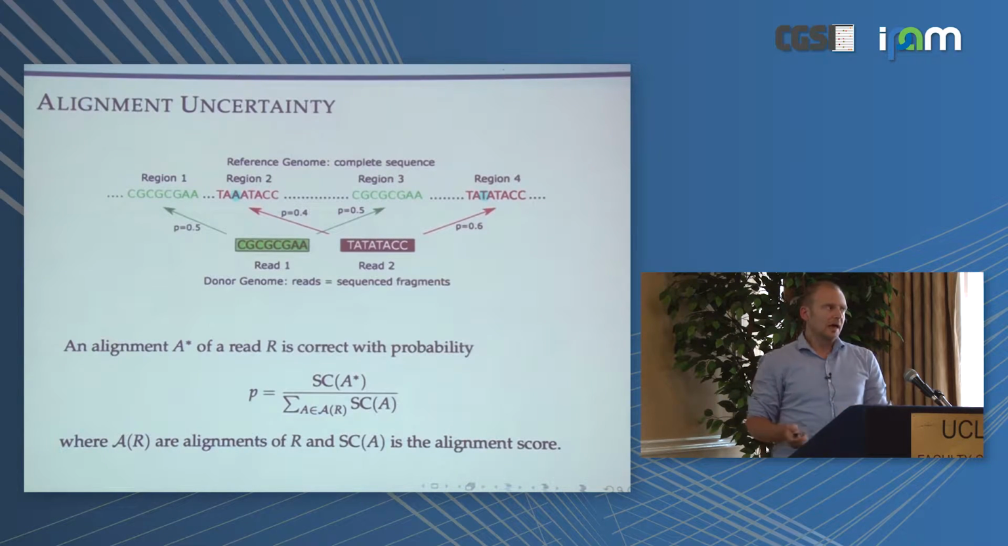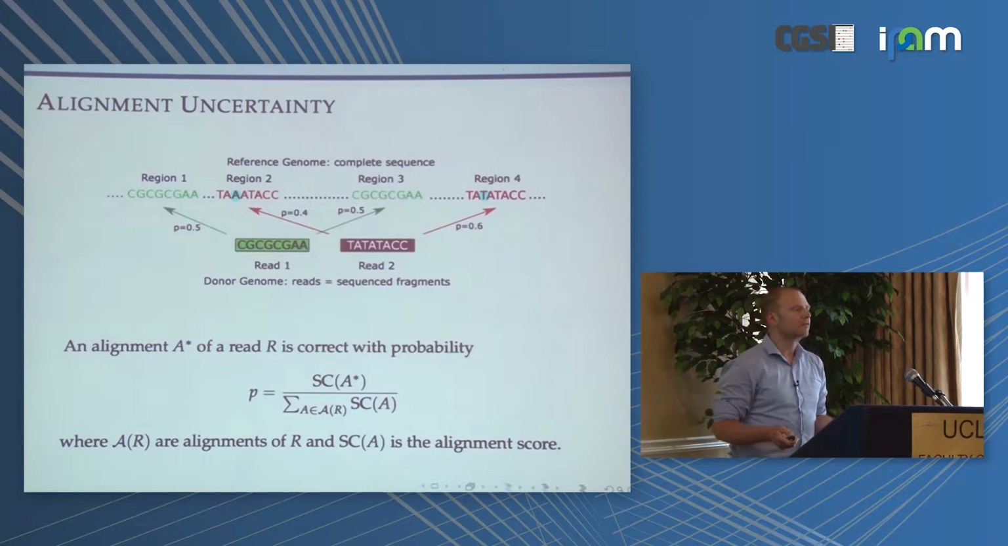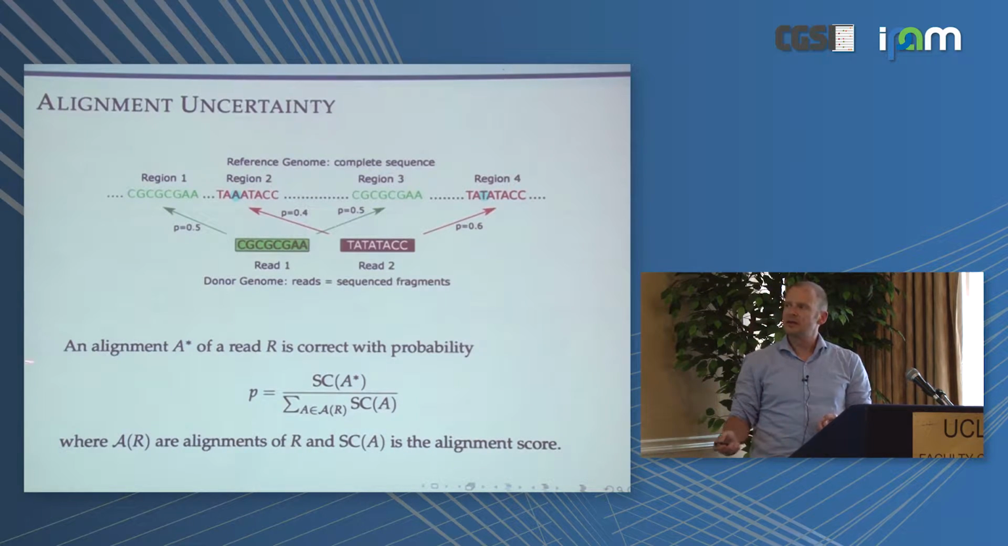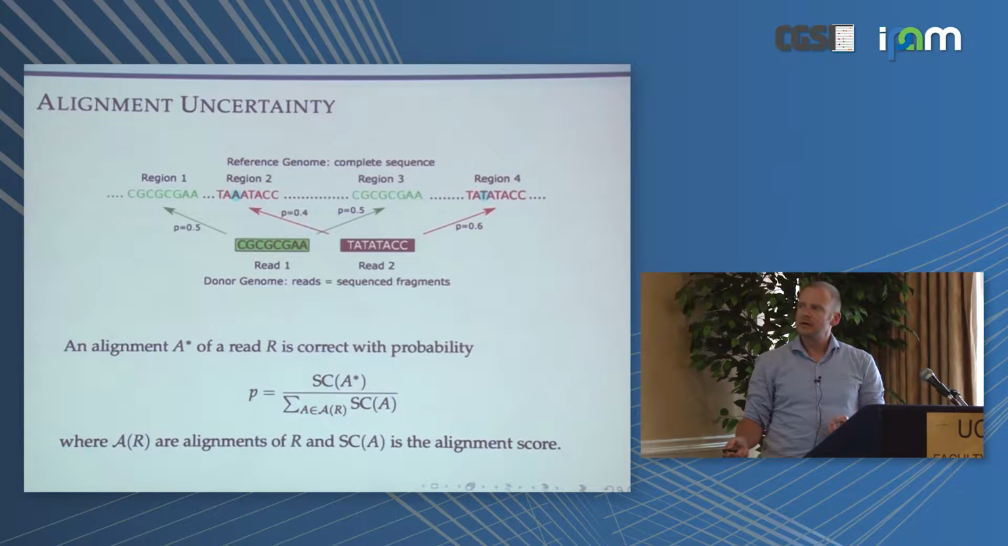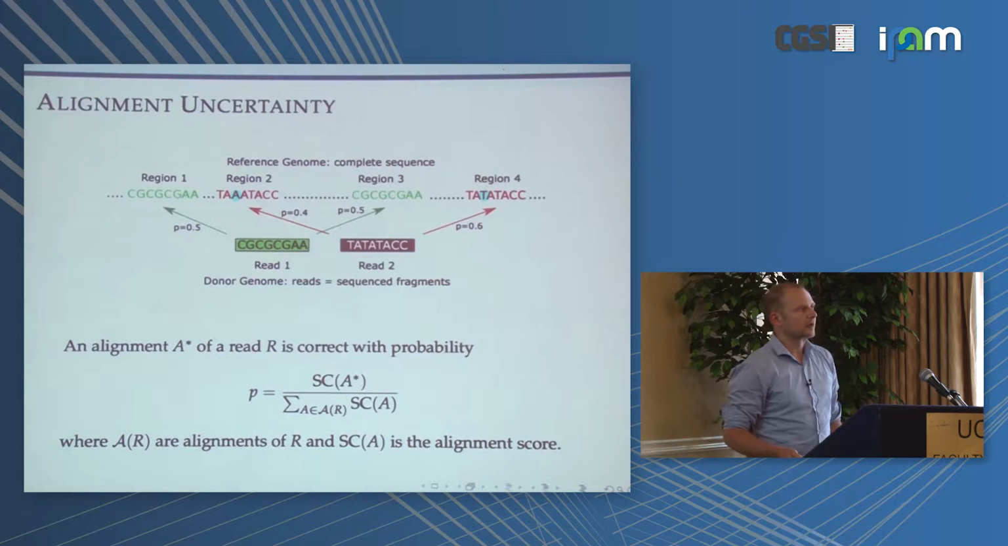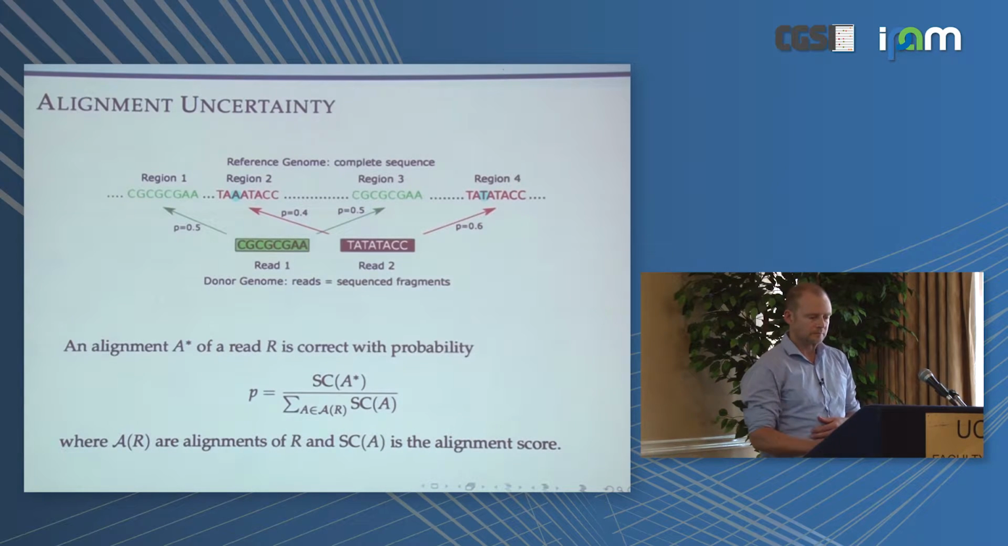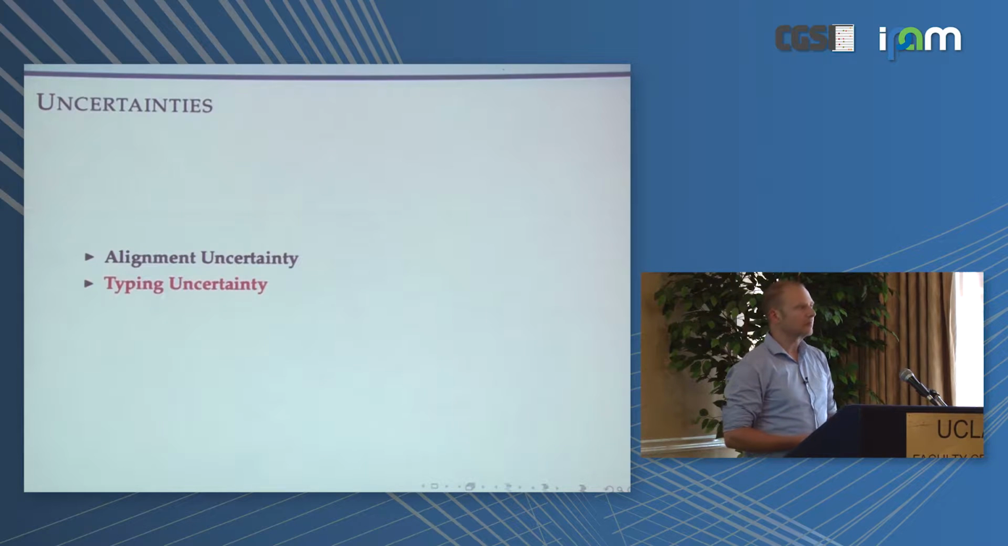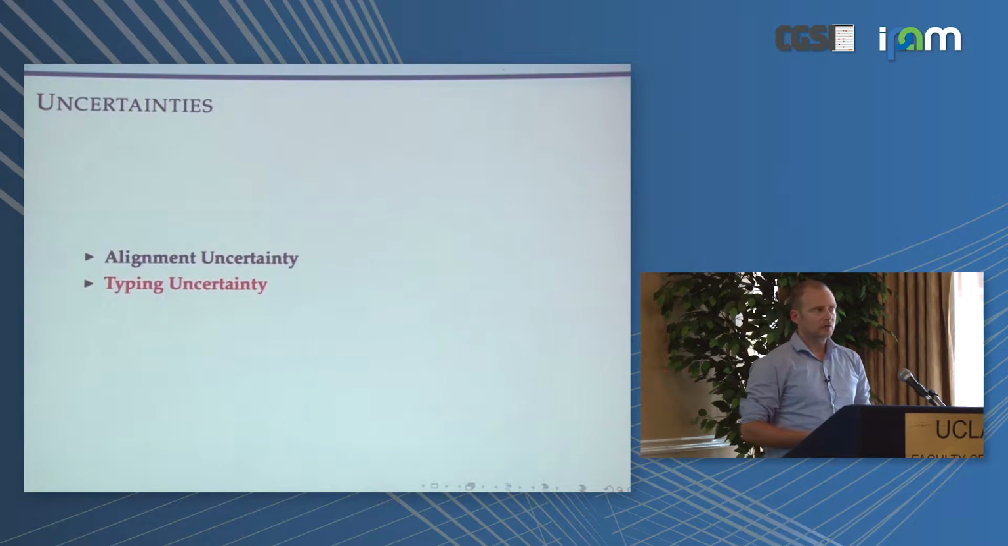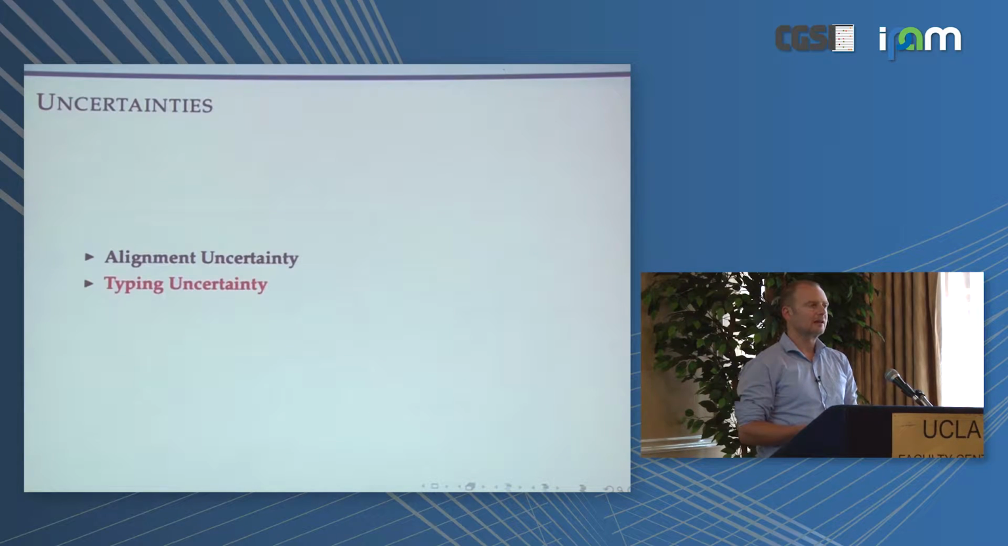What you can do as of today is compute a score for each of the alignments. And then you can compute a Bayesian type probability for an alignment to be correct, and I call this P in the following. So this is just a Bayesian type computation over the scores of the alignments for the read. There's also typing uncertainty. And typing uncertainty means that even if I can rely on an alignment to be correct, I still cannot really rely on the statements that it makes.